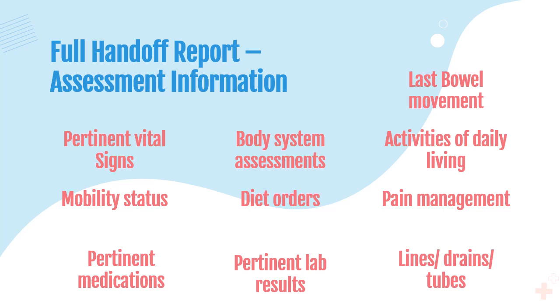Which leads us to pertinent medications. If you gave something for pain, what was it? When was the last time? And when is it available again? Were there any other pertinent medications, IV or otherwise, that the nurse might need to know going into their shift? Maybe it's still running. What are pertinent lab results? Did that patient have a low potassium? A low hemoglobin?